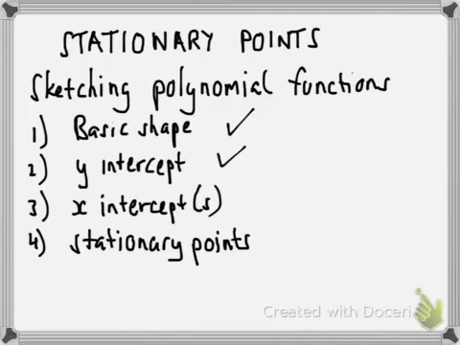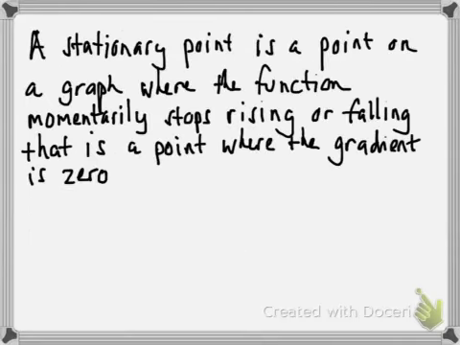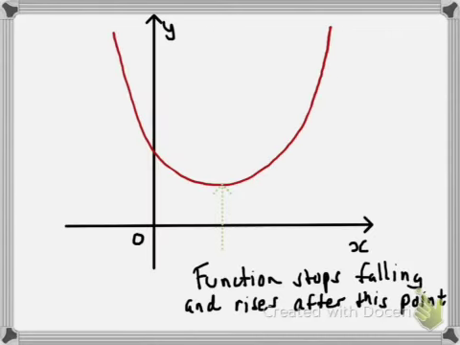What its y-intercept is, what its x-intercept or x-intercepts are, plural, and things called stationary points. And you might have known those as turning points, they're points of inflection. They're places where the gradient of the graph equals zero. A stationary point is a point on a graph where the function momentarily stops rising or falling, increasing or decreasing, so sometimes called. That is a point where the gradient equals zero. So any stationary point is where the graph has a gradient of zero.